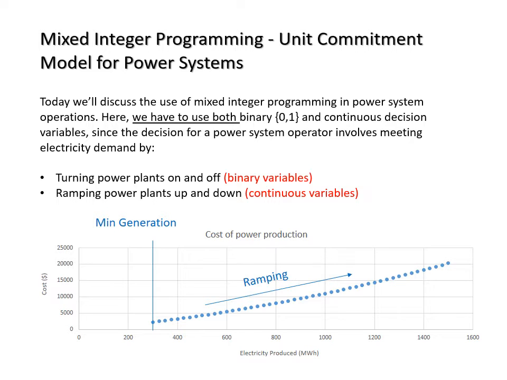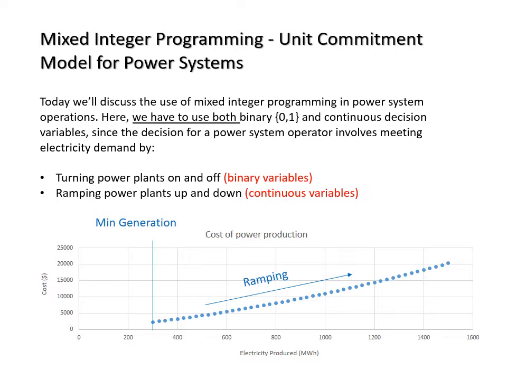to describe the process of turning plants on and off and producing at a certain level, and tying those variables to information about how much it costs to do that. And so that ends up being a big part of the objective function that we're trying to, in this case, minimize.